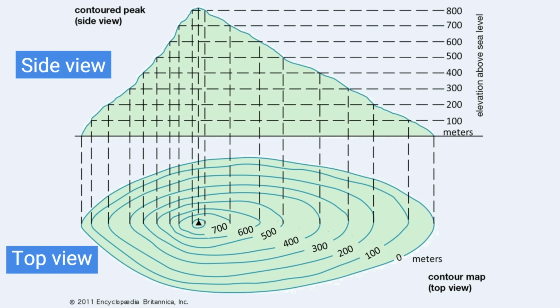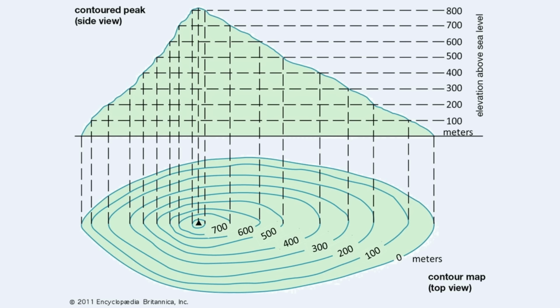This connection between the top and side views highlights the key role of contour lines in revealing the shape and elevation of the land. The side view brings the mountain to life by showing how the height changes as you move upward, while the top view translates this information onto a flat surface, allowing you to visualize the land in 3 dimensions.